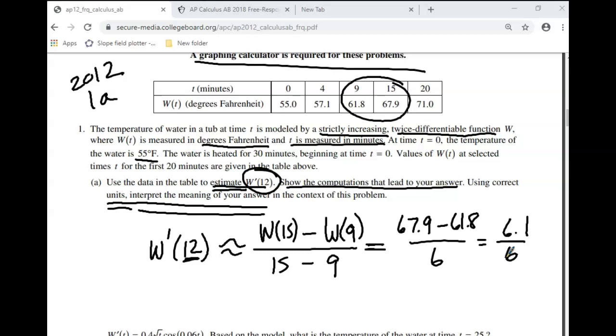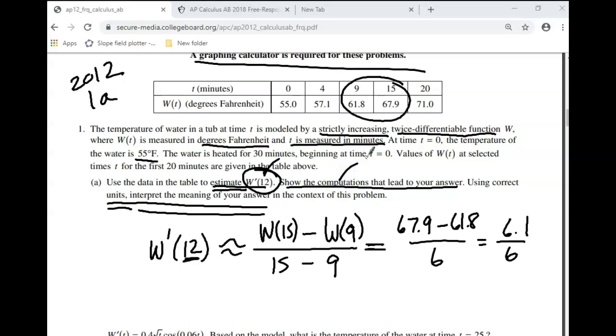I'm going to go and leave my answer like that. You could technically change it into a single decimal number if you wanted to do the division. It's not necessary though. Remember, you don't have to simplify on FRQs. You just have to make sure you show your calculus, and that's done. So I've accomplished my task. I've estimated W prime of 12, and I've shown the computations.